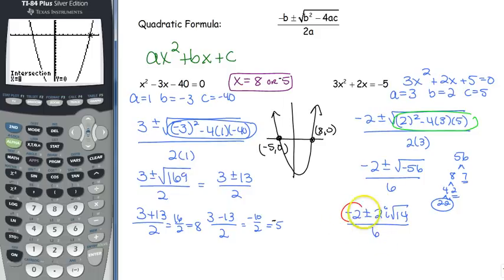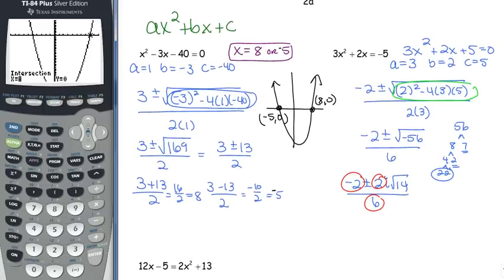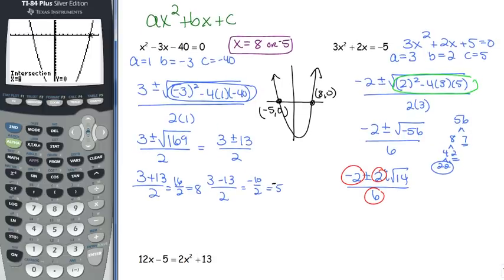Now we've got 3 pieces. All 3 are divisible by 2. If not all 3, then you can't do it. So it becomes a negative 1 plus or minus 1i root 14 all over 3. And no, you do not have to have that 1 there. You need that 1, but you have the i component, so you'd have an assumed 1 there.